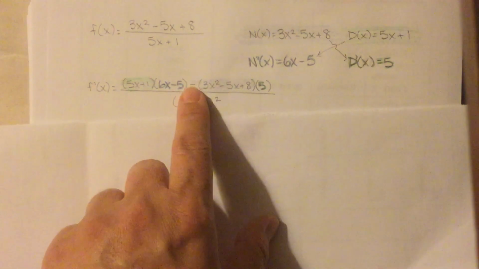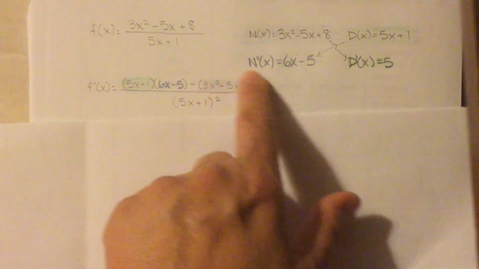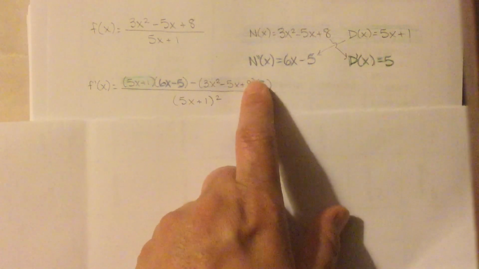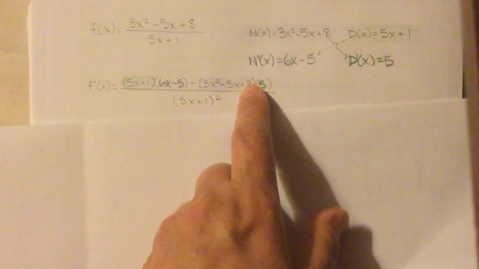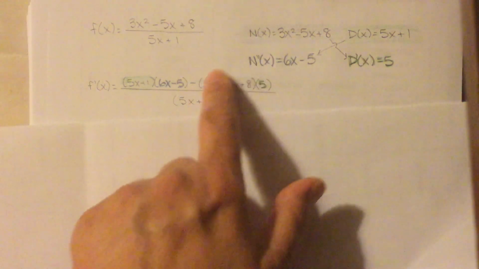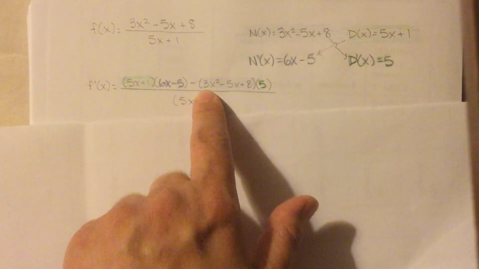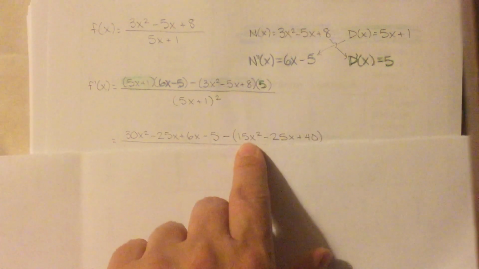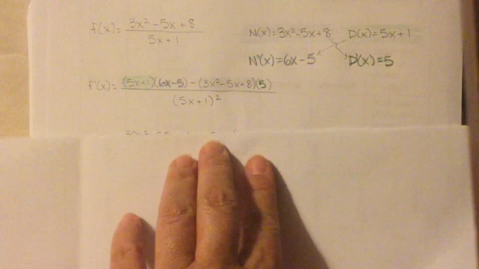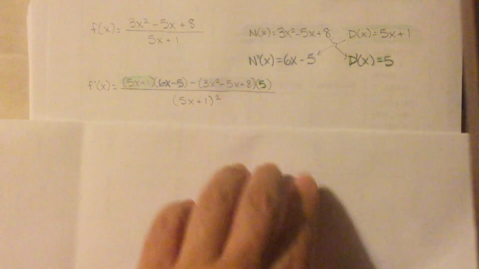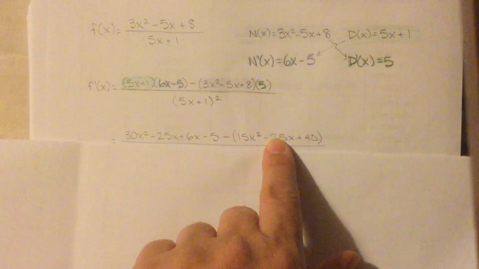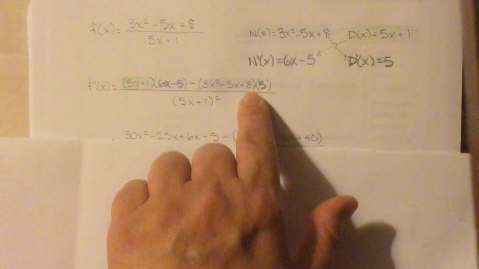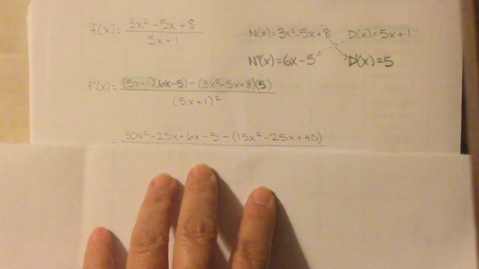Then I'm going to bring down this minus, and within a set of parentheses, I'm going to distribute this 5 among each of these terms. So 5 times 3x squared is 15x squared. 15x squared, but notice I still have everything in parentheses and a minus here. 5 times negative 5x, negative 25x. 5 times 8, 40, and they're both positive, so this is positive.